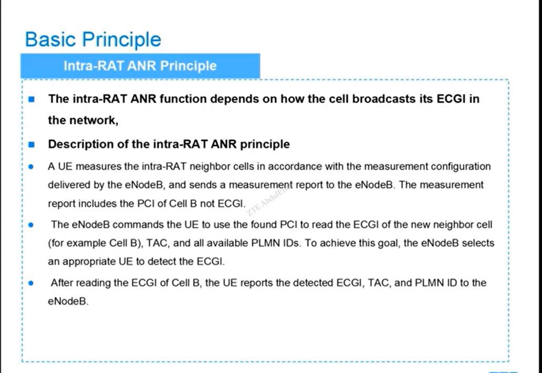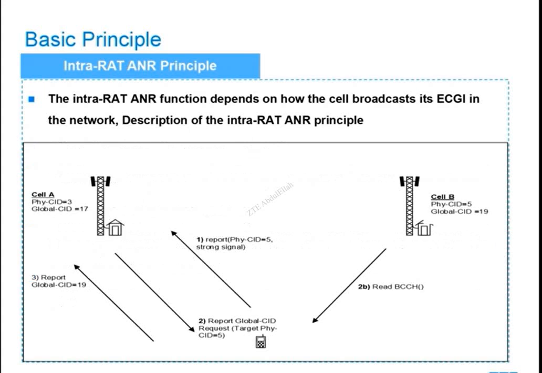So we will set a statistical period. During the statistical period, if the number of successful handovers is not zero, and the statistical results meet the algorithm mentioned, the eNode B will request the EMS to add the temporary neighbor cell as a formal neighbor cell. Otherwise, if it cannot meet the strategy we set, maybe it will delete it. This is the intra-RAT ANR principle.